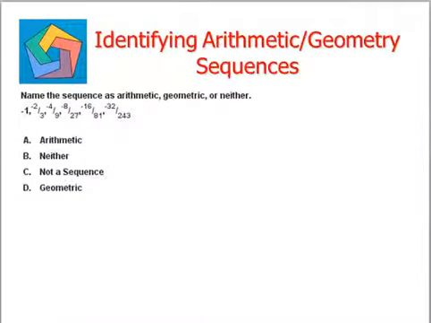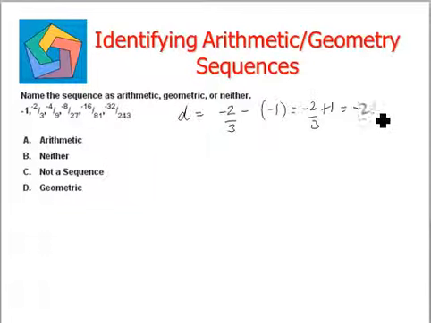Let's look at the next question. Name the sequence as arithmetic, geometric, or neither. So the first step, we'll calculate D, that is the common difference. Negative 2/3 minus negative 1. This is equal to negative 2/3 plus 1, which is equal to negative 2 plus 3 divided by 3. This is equal to 1/3.